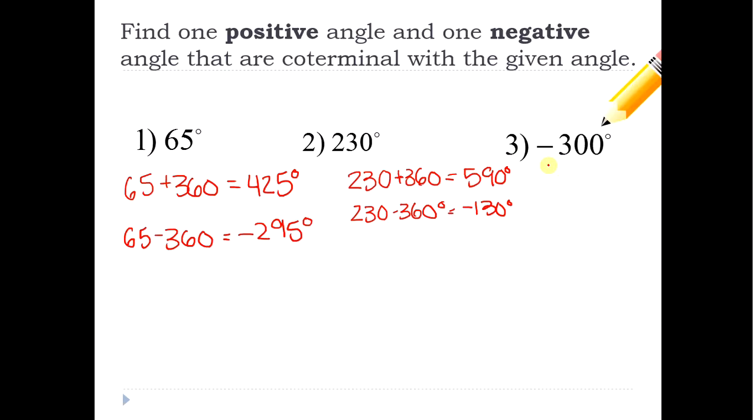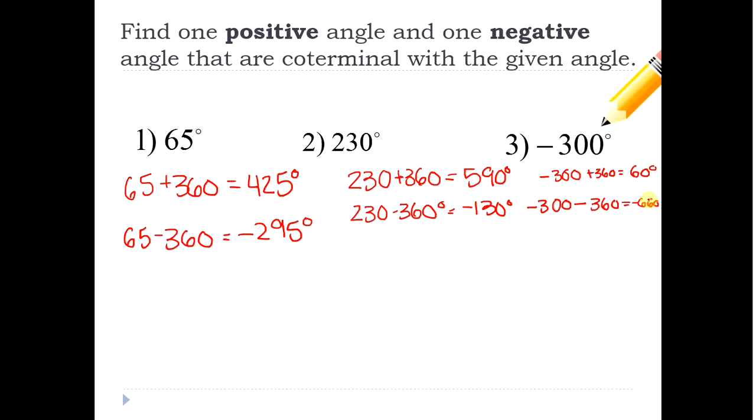Okay? Negative 300. This one's going to be a little different. So I'm going to add 360. You're just going to get 60, right? Negative 300 plus 360, that's just 60. Now, if I subtract that, I'm going to get negative 660. I found a positive, and I found a negative. Pretty simple. So either add 360 or subtract 360.